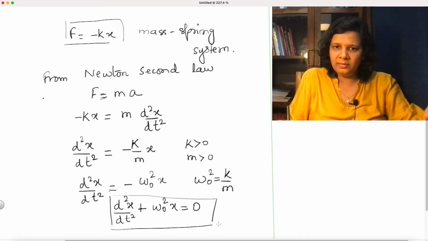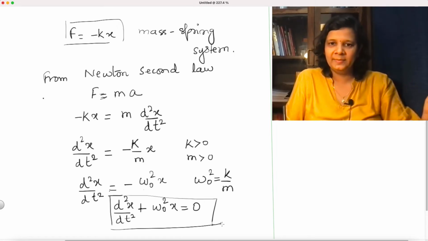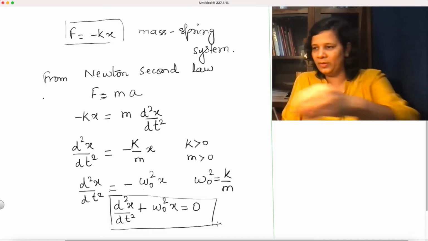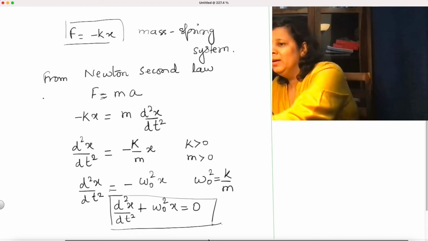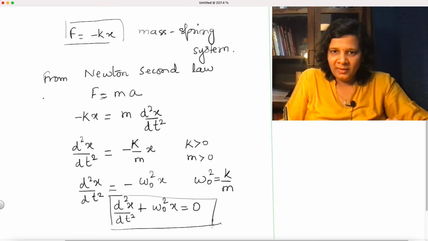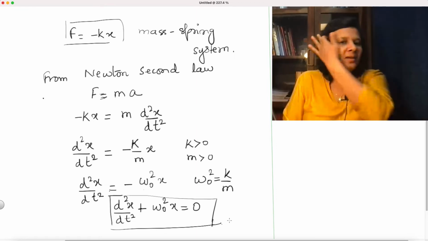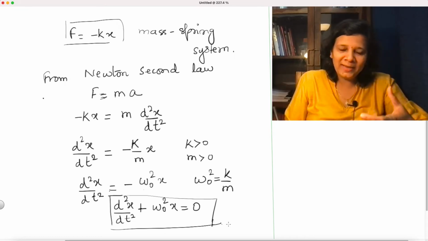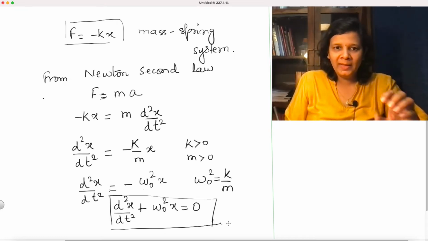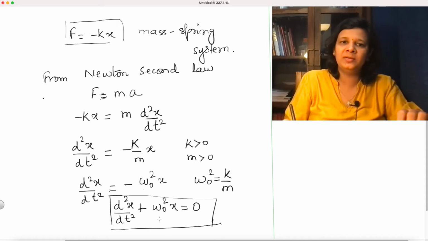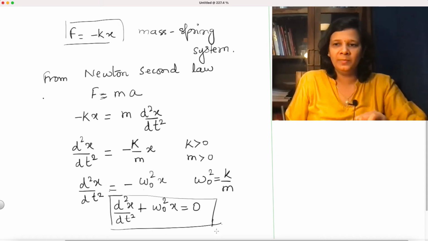So this we got. Okay, nice. What omega naught actually is, we'll try to understand slowly. So now, after getting the equation of motion, my next goal is to find the solution of this equation. So what do we mean by the solution of a differential equation? Any mathematical function which satisfies this equation will be the solution of this equation.